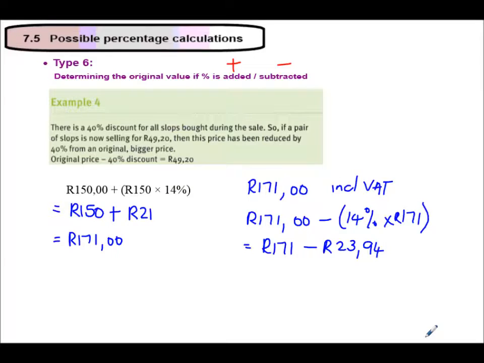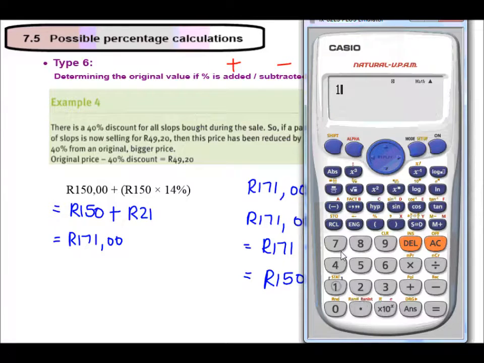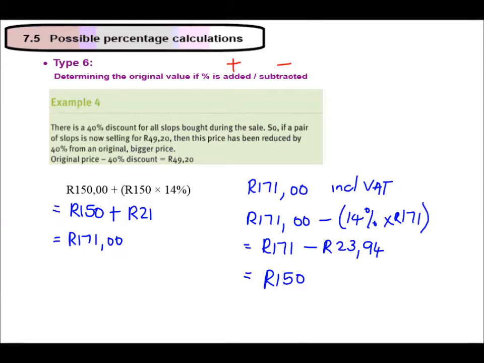So what you are telling me is if I take R171 and I minus 23.94, I'm going to get back to R150, because that was my value before I added VAT. Well, let's see if this works. If I take R171 minus the answer that I got, that equals 147.06. Do you see that these two do not equal the same value? So this method here is totally incorrect.